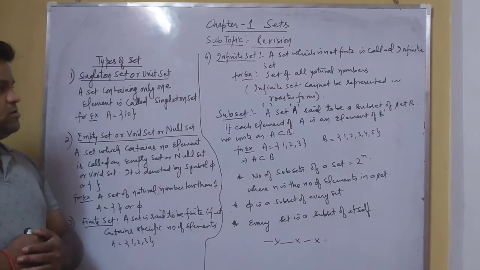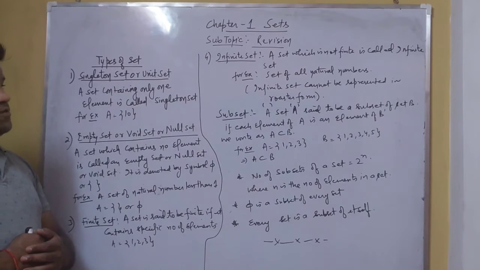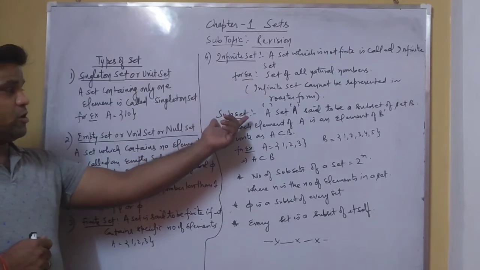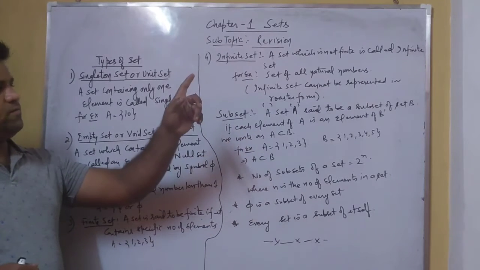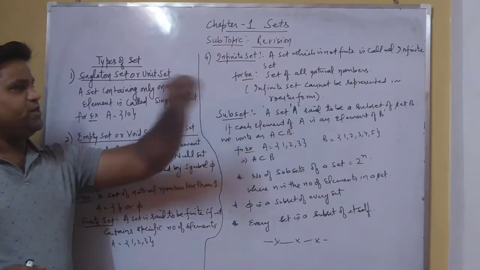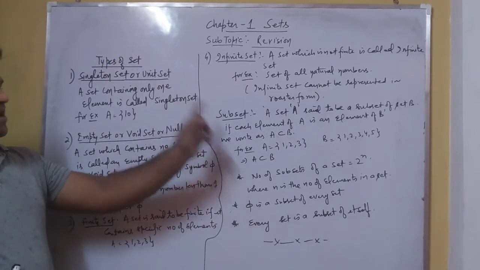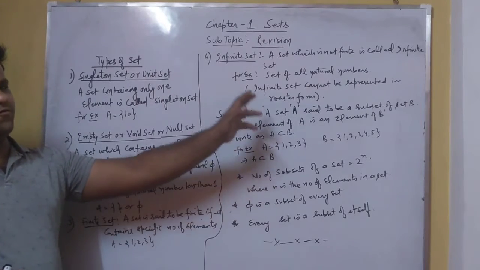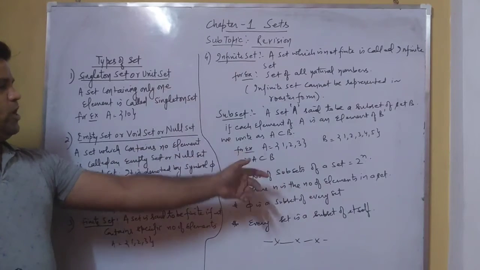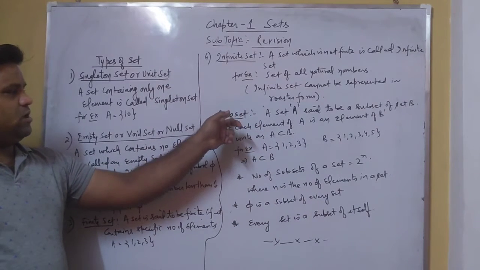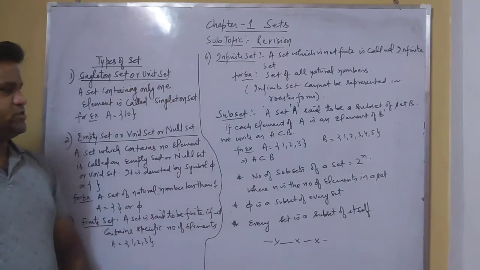Now let us come to another topic, which is subset. A set A is said to be a subset of set B only when each element of set A is an element of set B. We write it as A is a subset of B. By this symbol we represent it.